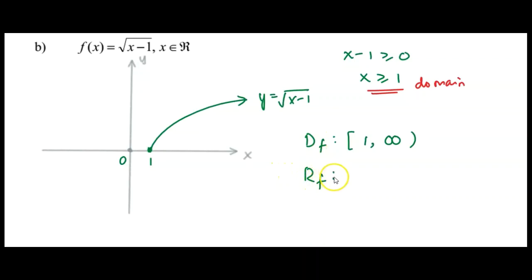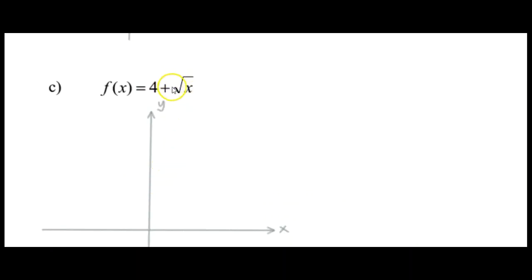And for the range as well, you can see the lowest point of your graph is having the y value 0, so your range will start from 0 and up to infinity. Okay. For the third function, all right, we can see that we have the graph 4 plus square root of x.